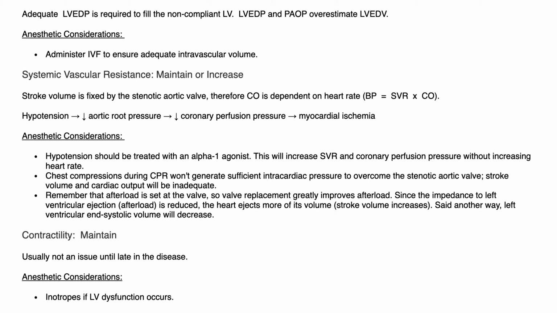Other anesthetic considerations include hypotension, which should be treated with alpha-1 agonists. So low blood pressure should be treated with phenylephrine or some other alpha-1 agonist. This will increase SVR and coronary perfusion pressure without increasing heart rate like ephedrine does.